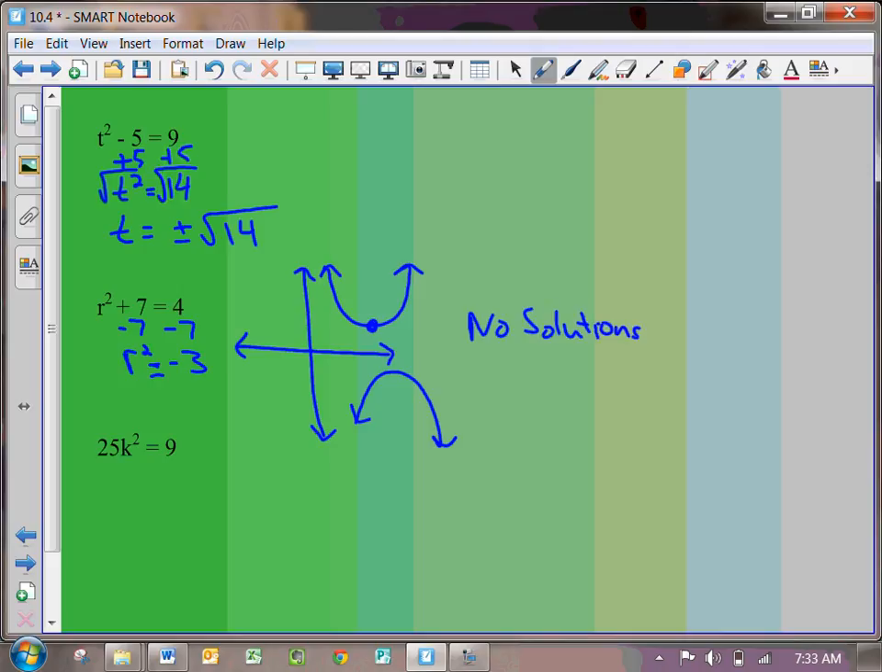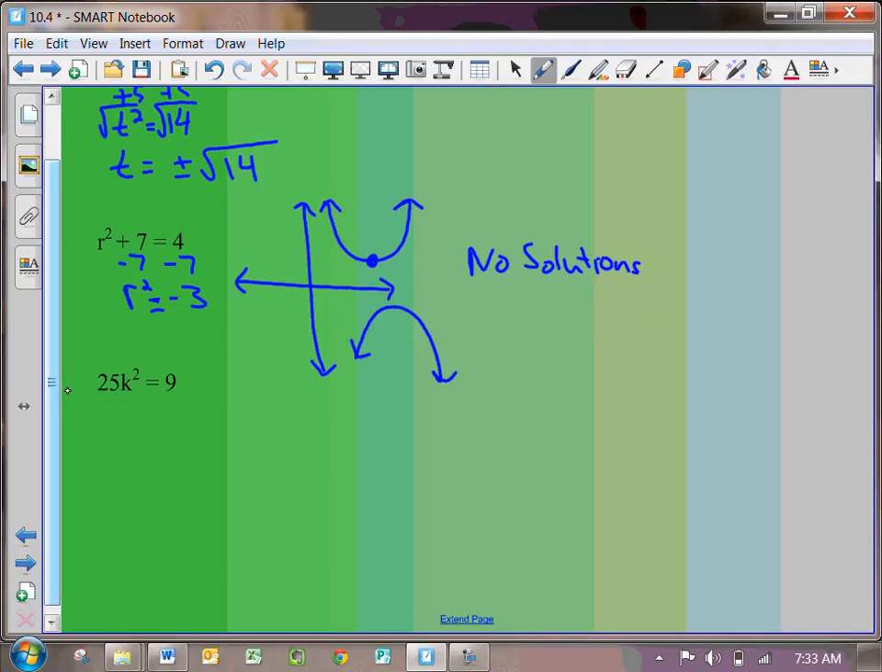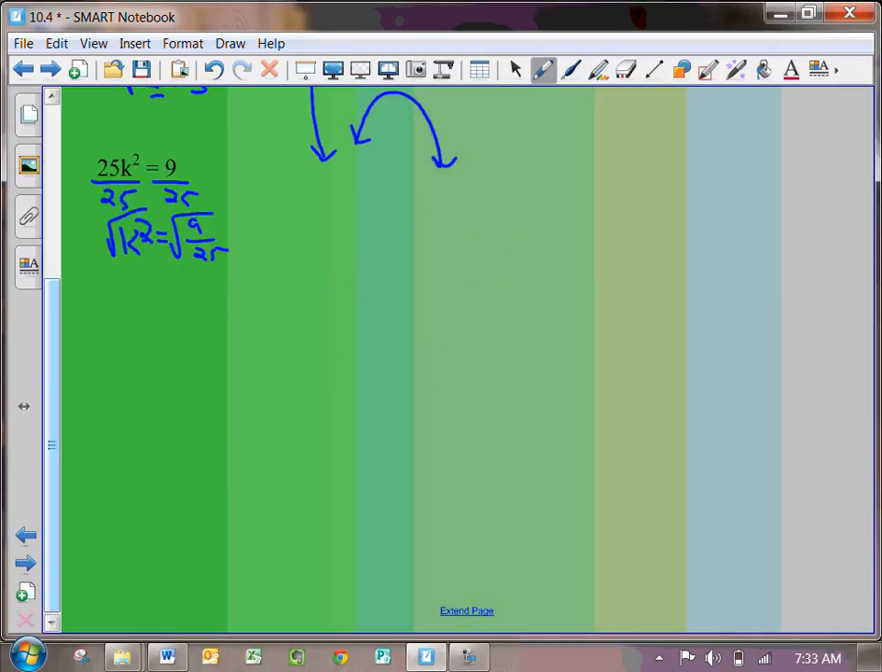All right. Last one, we've got 25k squared equals 9. So we're going to divide by 25 on both sides. So k squared equals 9 over 25. Then we're going to square root both sides. Now, we've done some rules with square roots before, so you've got to remember what those are. As a reminder, the square root of 9 over 25 is the square root of 9 over the square root of 25, which in this case is just 3 over 5. And again, it's positive 3/5 and negative 3/5. Good.